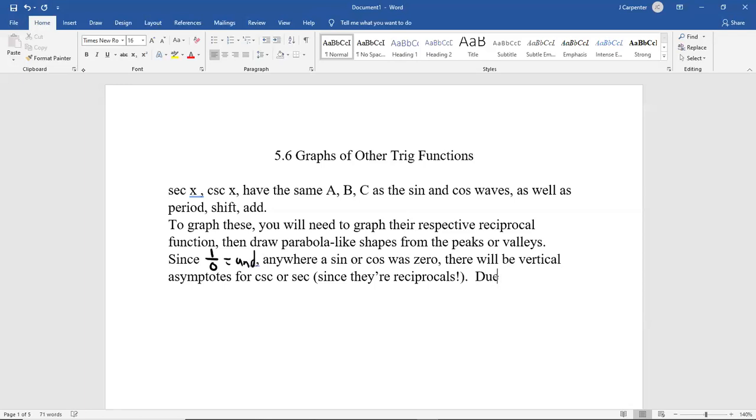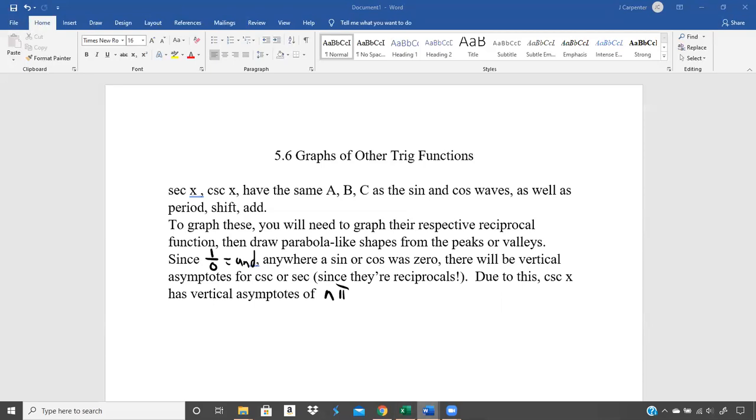So, due to this, cosecant of x has vertical asymptotes of n pi. What this means is n is an integer. It's a 3 or a -7 or even a 0, a 1, a 2, a 3, a 4, a 5. I'm saying that cosecant has vertical asymptotes at every multiple of pi. That's what n pi means. Because sine at every multiple of pi is equal to 0.